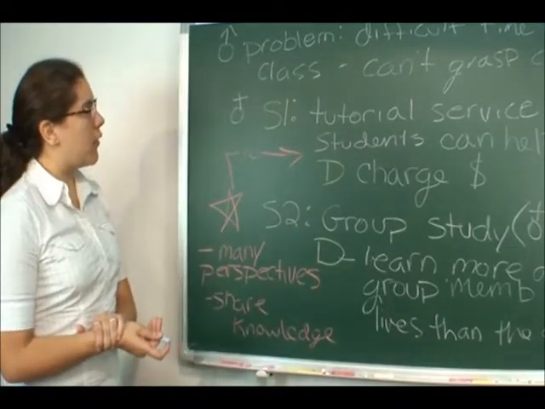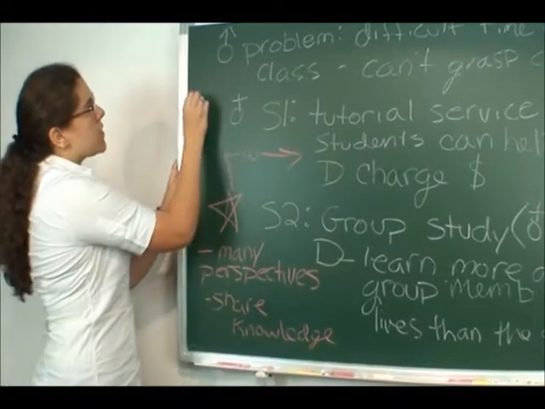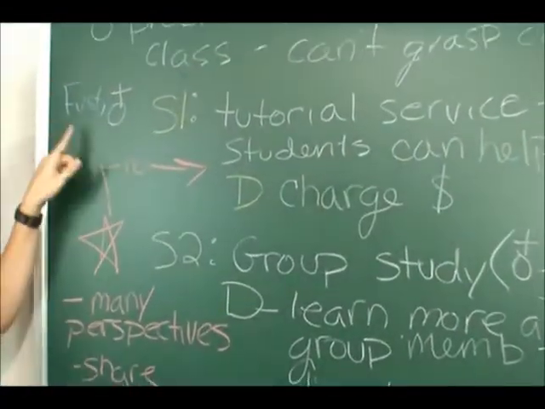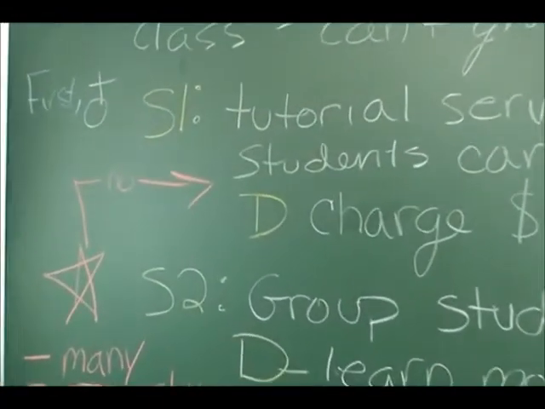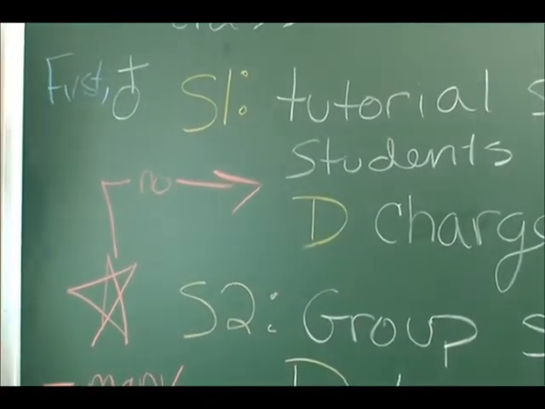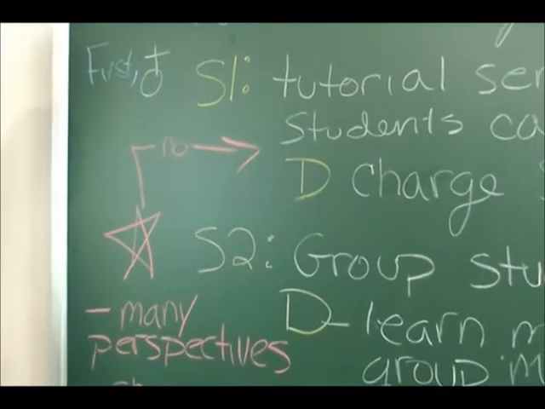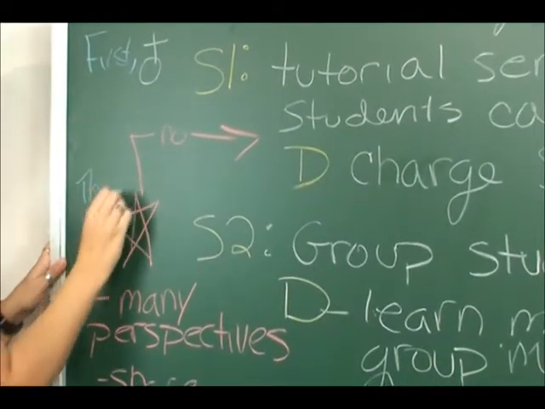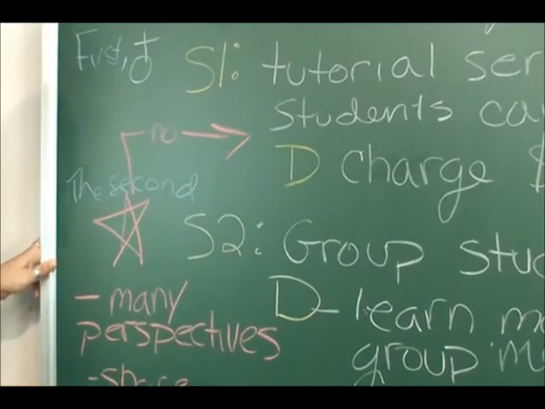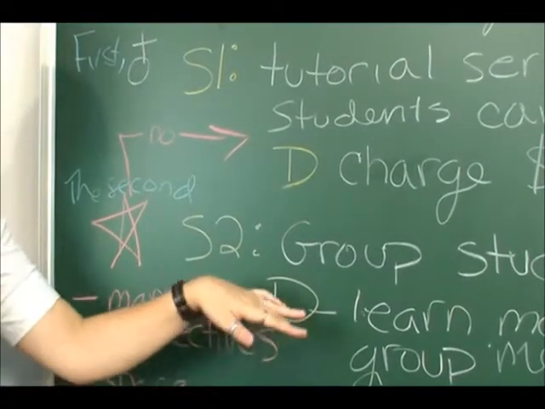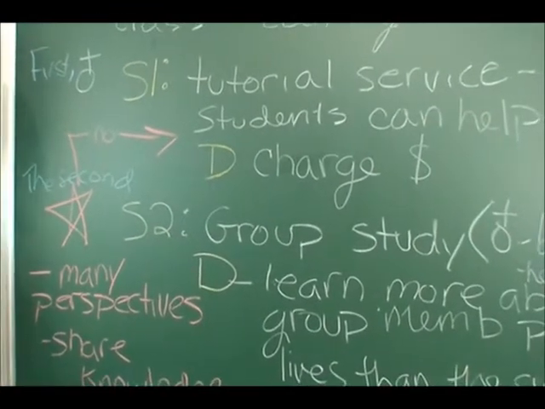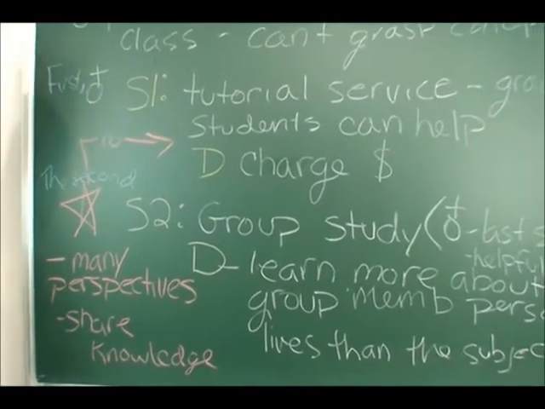So one way you can do this is by, let's use a color that I haven't used already. So you could say, first, she suggests to enroll in a tutorial service with grad students. Graduate students know about the material, and therefore they can help. The second solution is to do a group study. The woman in the conversation did a group study last semester, and she found it very helpful.